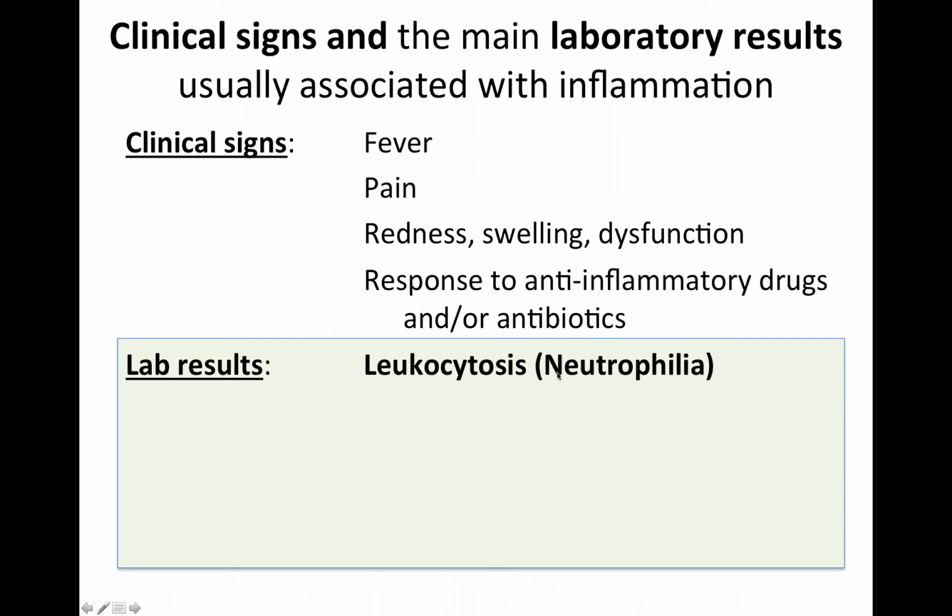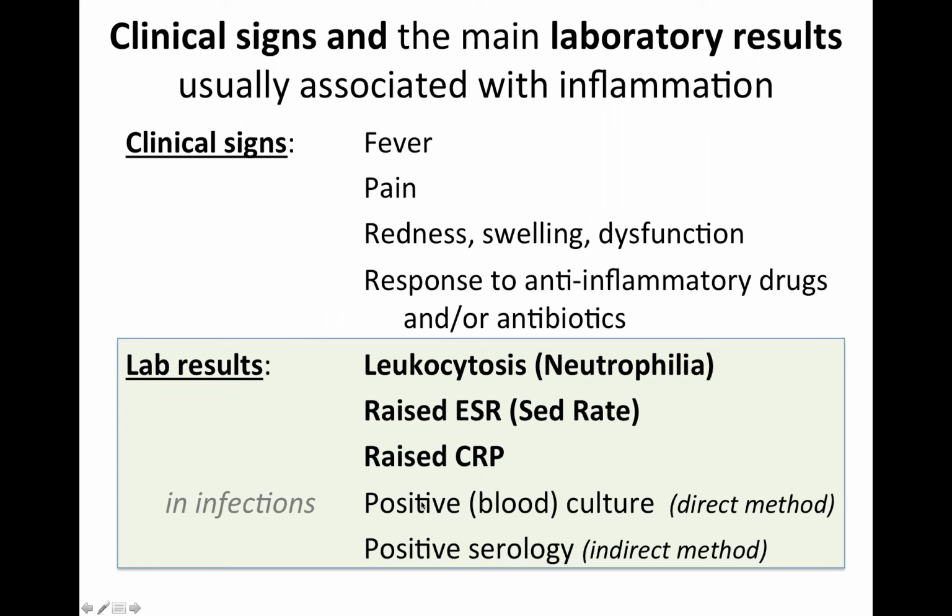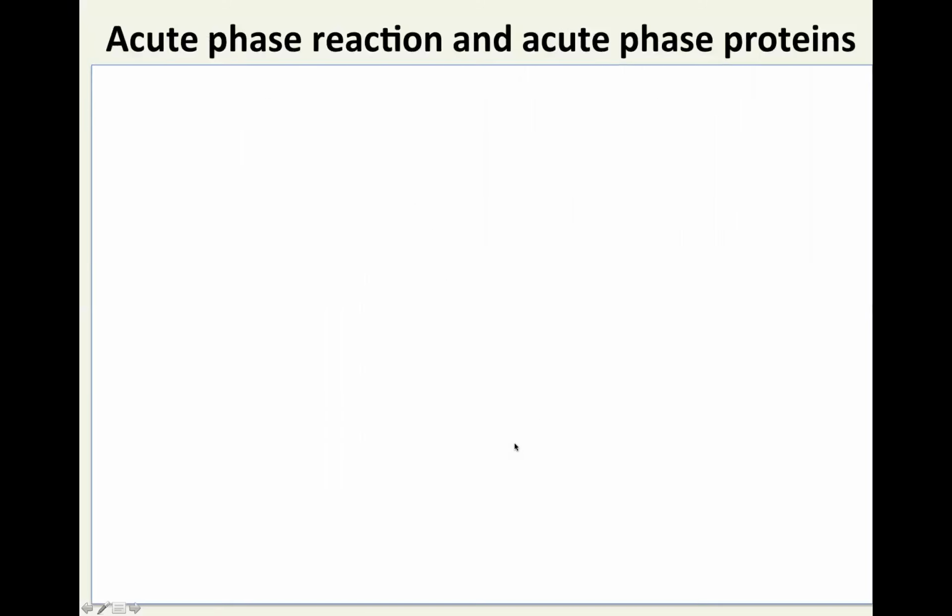For example, the leukocytosis, neutrophilia, can be very simply used because the neutrophil count will be elevated. We also see a raised SED rate in infections and inflammation and raised CRP. And sometimes we can use a blood culture or a positive serology test. So what are these? The SED rate and the CRP.